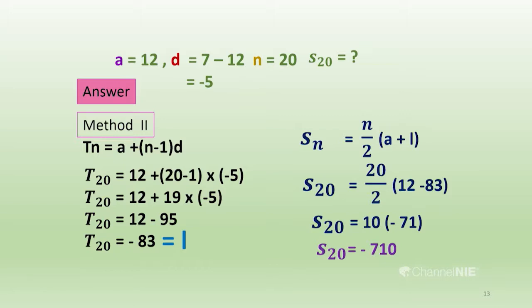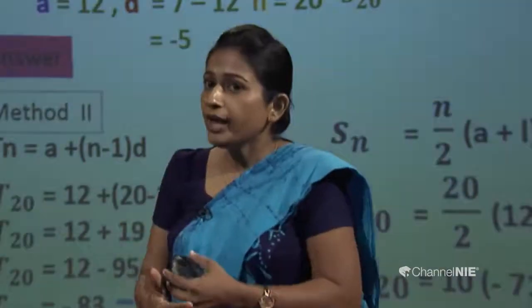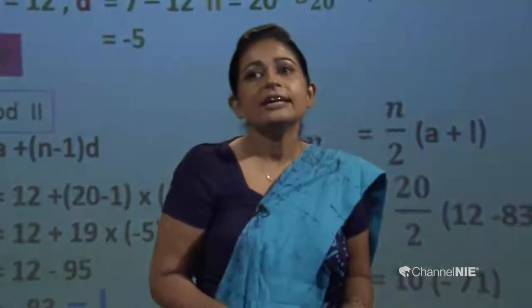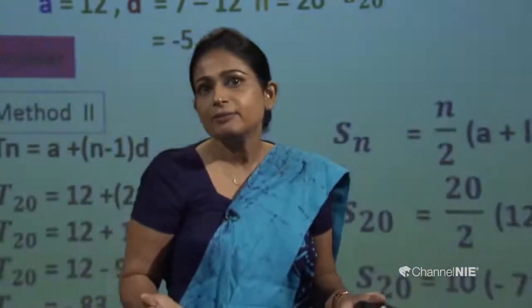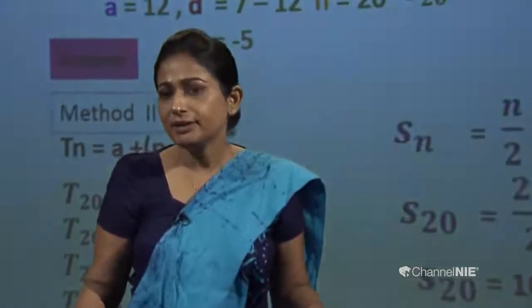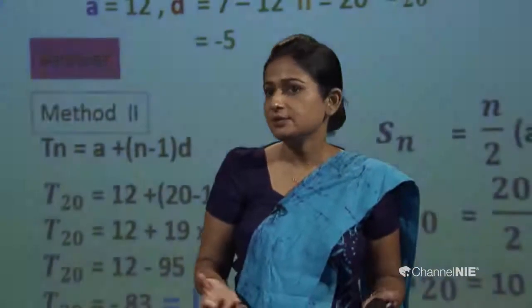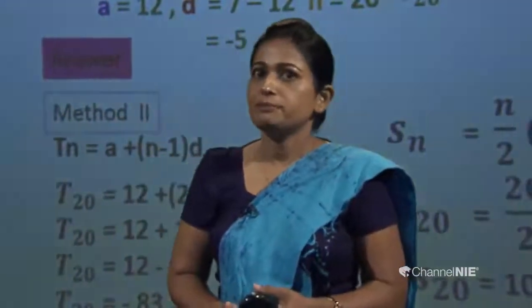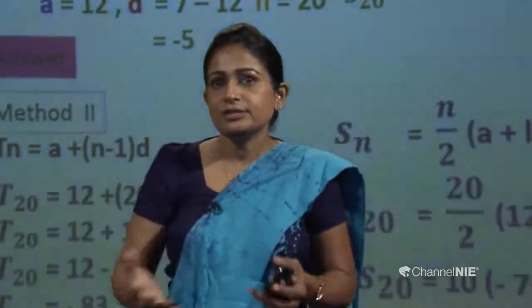I think you understood. Using both methods we can find the answer. So, practice both methods, then you can do the sums very easily. If you do not have the last term in the sum, and you like to use Sn equals n over 2 times a plus L, then you find the last term and do that. How do you find the last term? By using Tn equals a plus n minus 1 d. If you like to use Sn equals n over 2 times 2a plus n minus 1 d, then you use that.